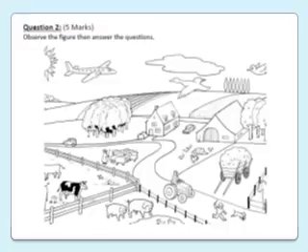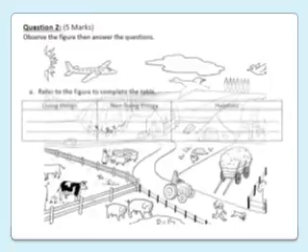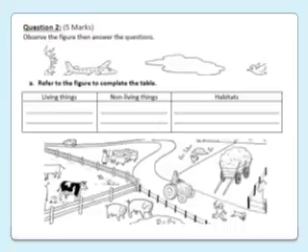Question 2. Look at this picture and then let's answer the questions. Refer to the picture to complete the table. Let's start with the living things. Give me examples of living things that you can see. Yes, Nabil. Animals. Like what? Which animal can you see? Give me the name of an animal. Cow.